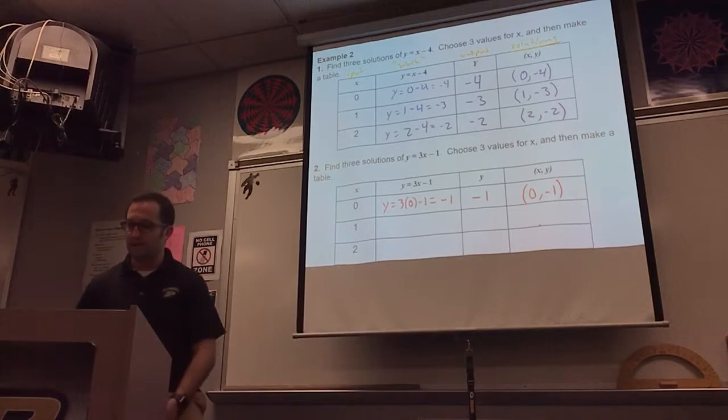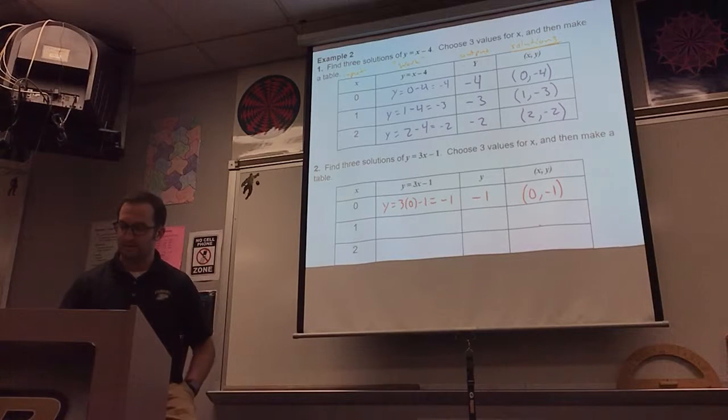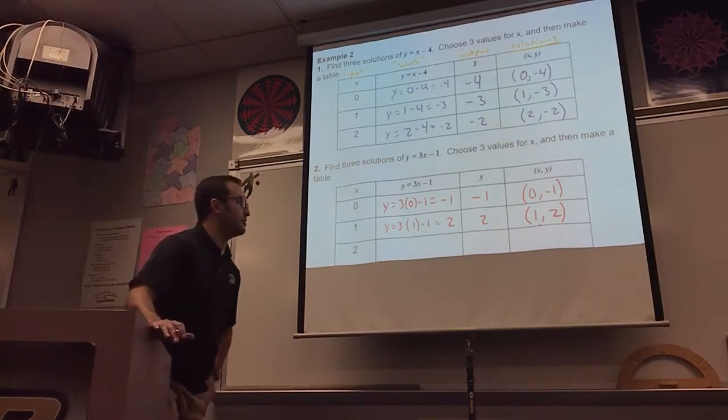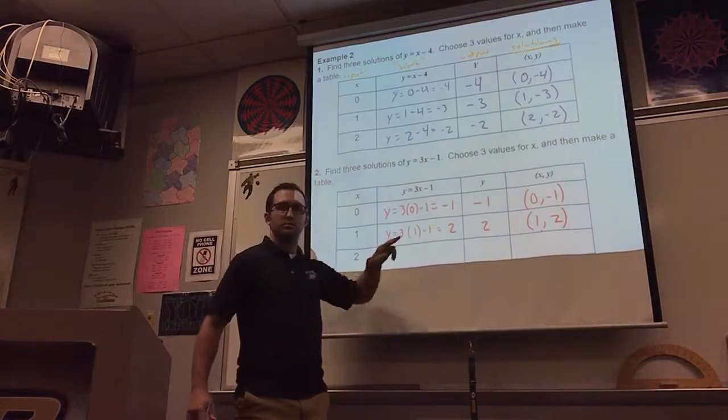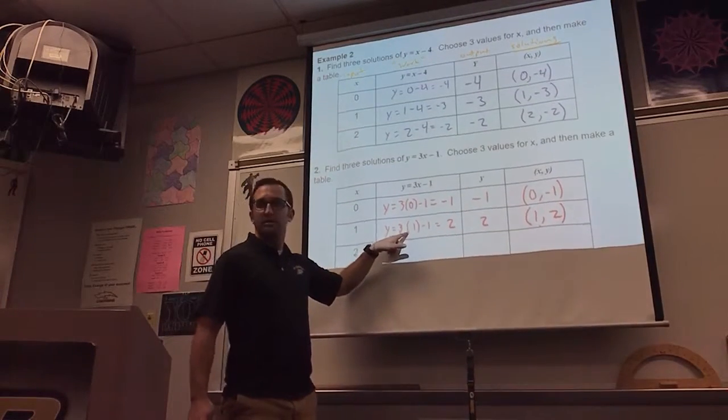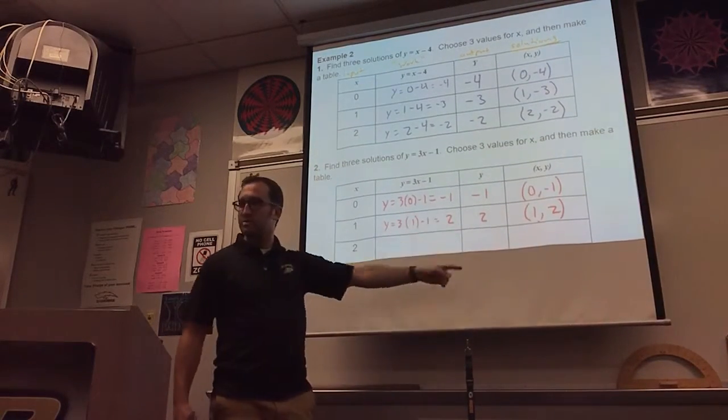All right, Stephen, give us the next line. Y equals 3 in parentheses 1 minus 1, so that'd be 2. Y equals 2, so the coordinate point would be 1, 2. Can you walk us through how you got 2 here? Because 1 times 3 equals 3 minus 1 equals 2. 3 minus 1 is 2. Exactly.